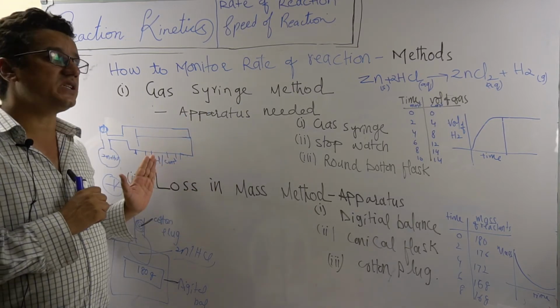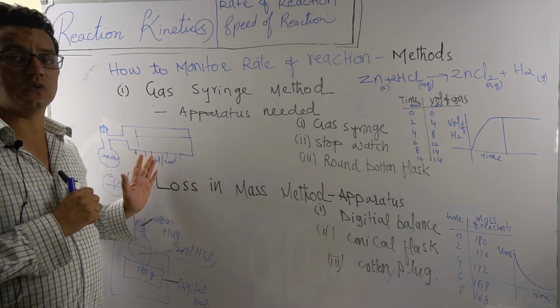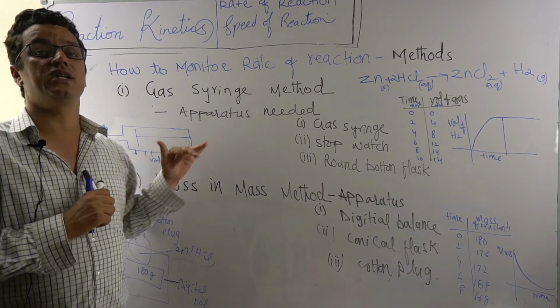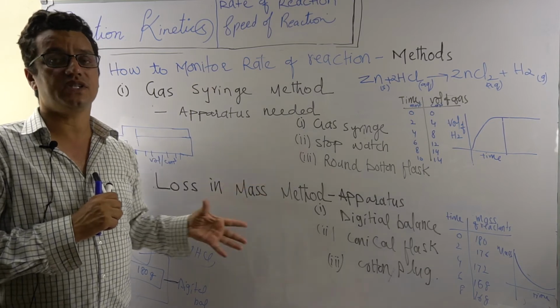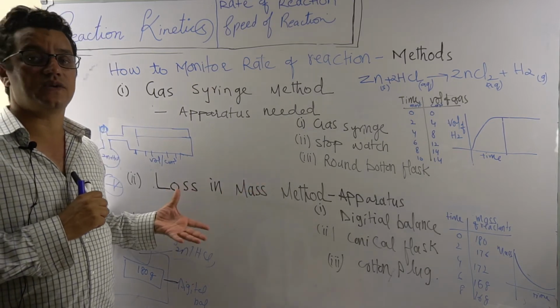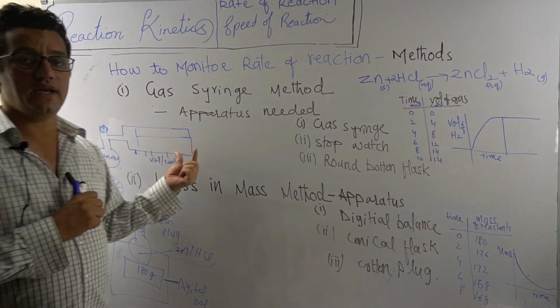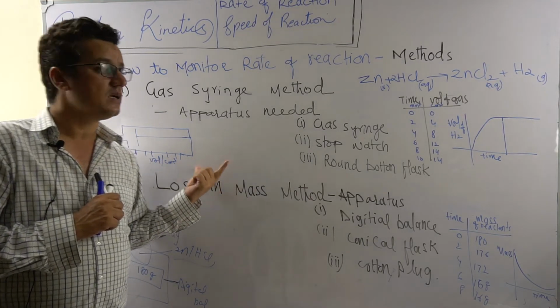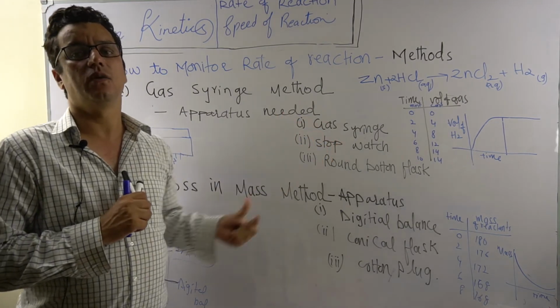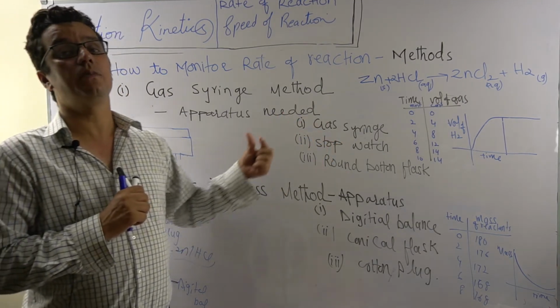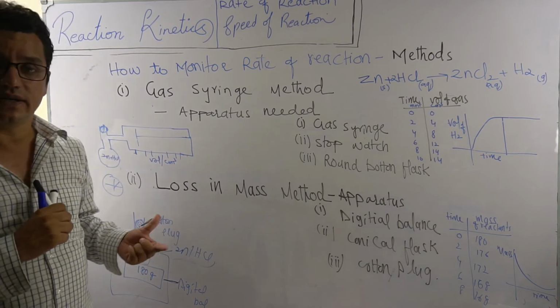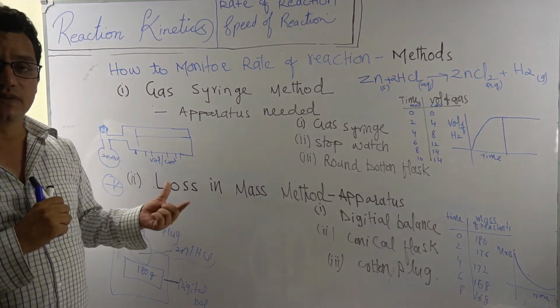Or the pH changes during a reaction. Initially the pH was acidic, but as the reaction proceeds, it may turn alkaline. So how much the alkaline pH has appeared in a certain amount of time can monitor the rate. Or sometimes you started with colorless reactants, but the products got colored. So the amount of time taken for that color to appear can tell us about the rate of the reaction. Okay, we call that colorimetry.